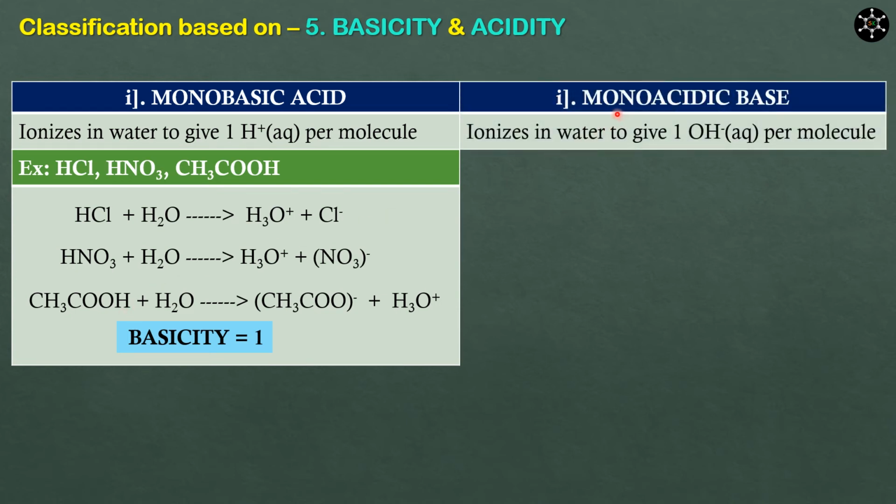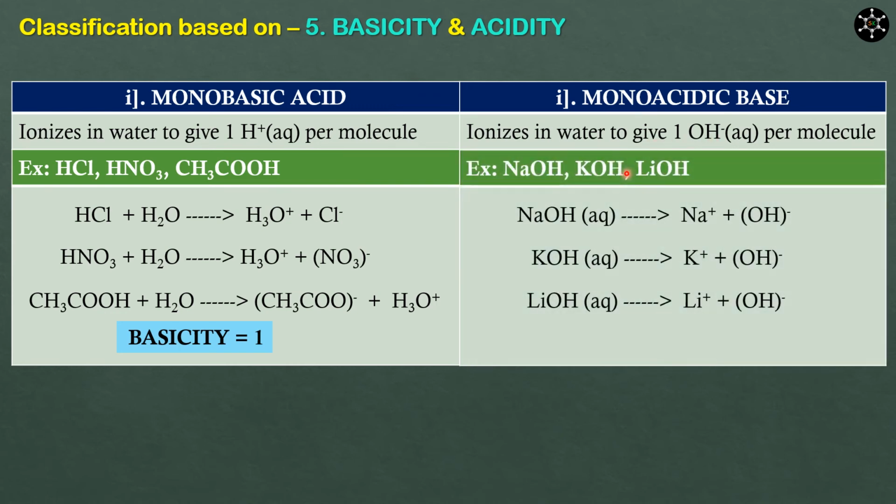Similarly, monoacidic base means they ionize in water to give one hydroxyl ion per molecule. A few examples and their dissociation. For one base molecule considered, we are having one hydroxyl on the product side. Now we say these bases have acidity 1.